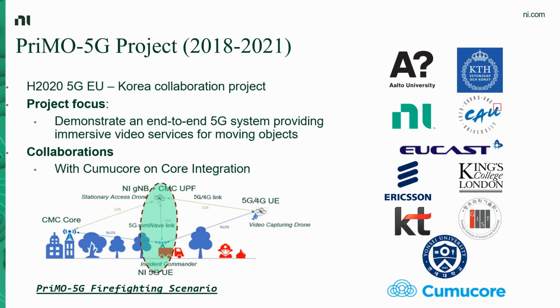As you can see in this figure below, we have the UE on the ground and we have a stationary access drone which emulates the G-Node-B. On downlink, the G-Node-B is transmitting data, while on uplink, the UE is responsible for reporting the measurements that are required for beam management, and control commands, let's say from the incident commander on the ground to the G-Node-B.